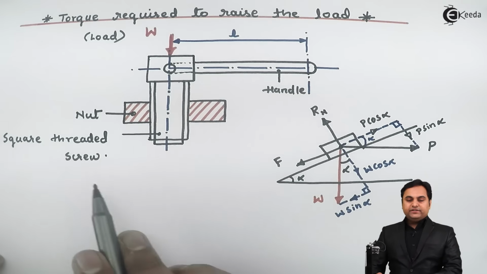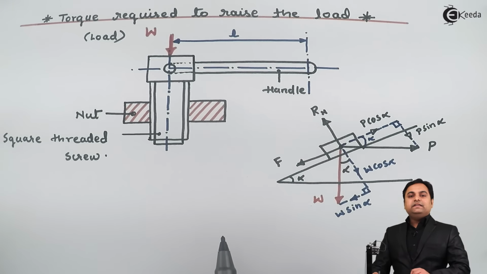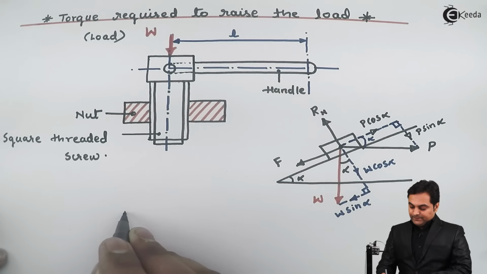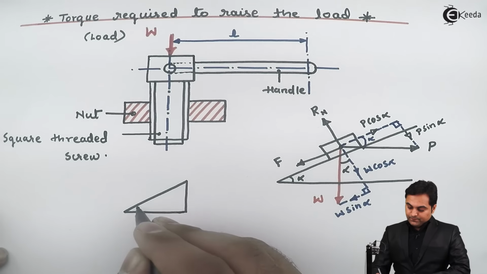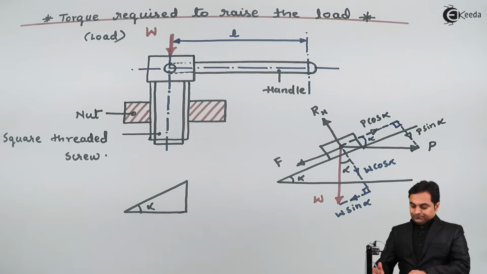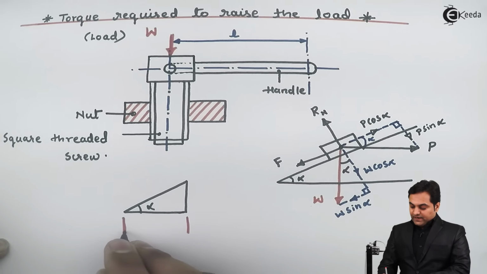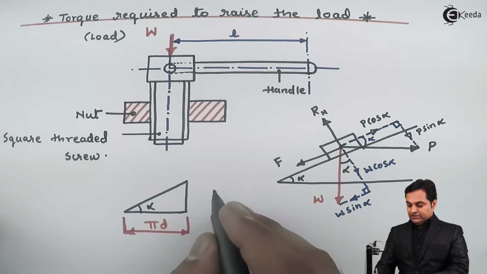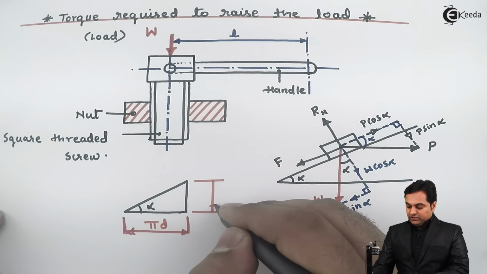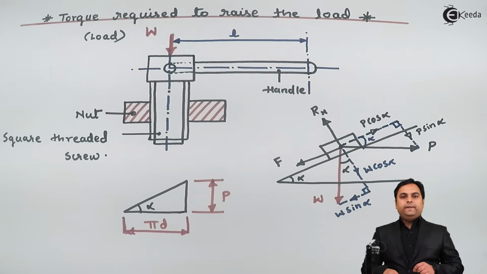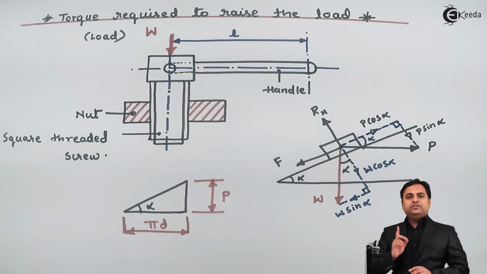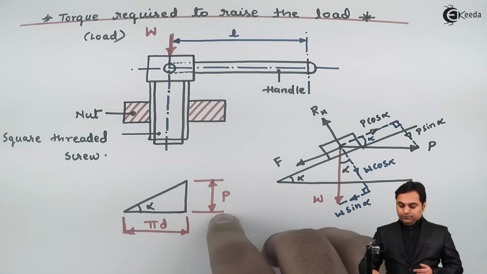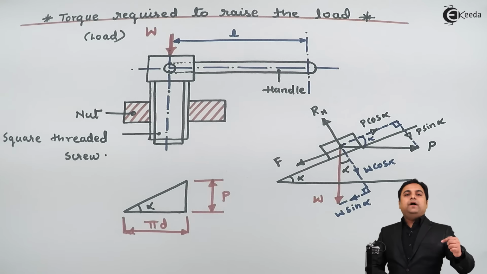Now, for this square threaded screw, as we know that in case of screw, it will rotate as well as it will move in the axial direction. So here, I can say that alpha is the helix angle. If pi d is the distance traveled by the screw in one rotation, then in that one rotation it will cover a distance of one pitch denoted by small p. So this is a very interesting concept, that in one complete rotation it will travel the vertical distance equal to one pitch. So when it moves one pitch, it will be moving the load also by one pitch distance.